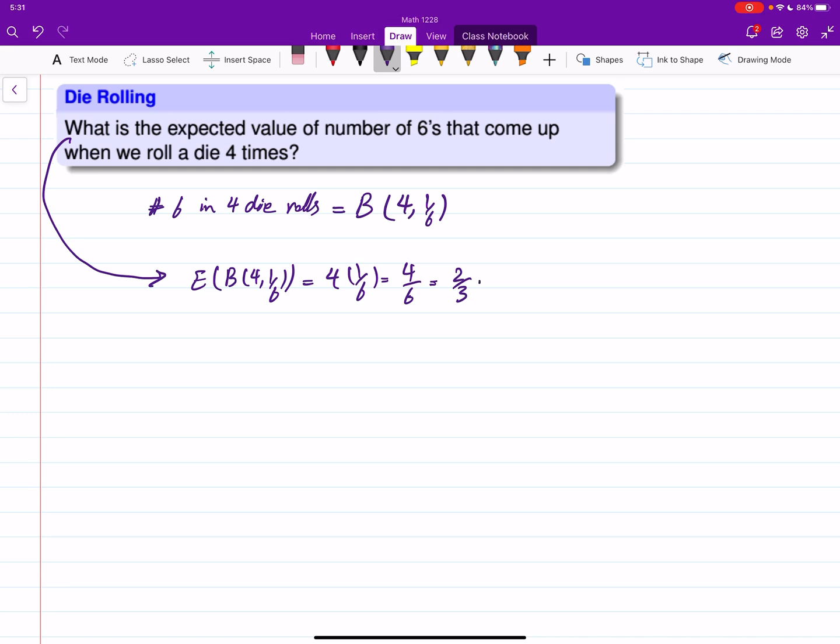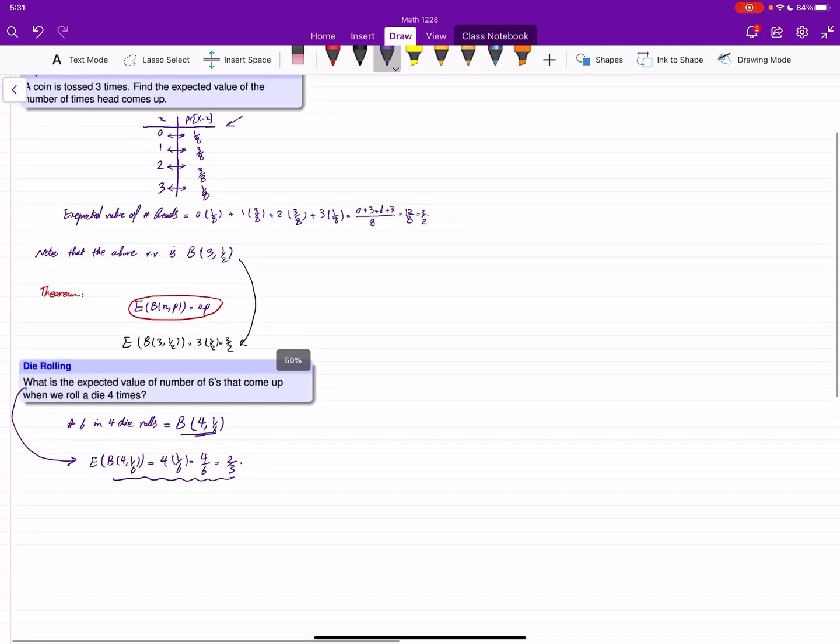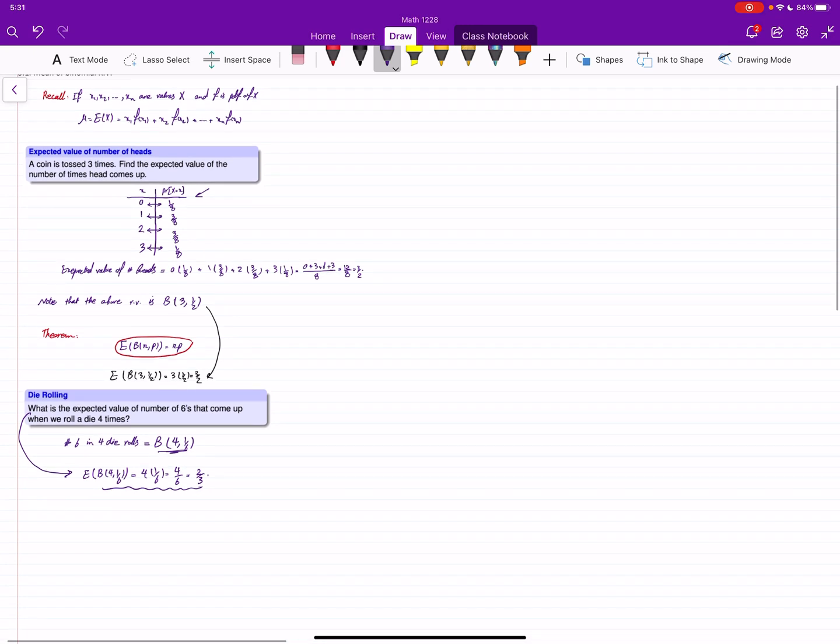So you don't need to form that table, which will have 5 possible values, and then multiply and get all those things done. This is the formula you can use because this is a binomial random variable. Okay, so you have to know this formula for binomial random variables. That's it.